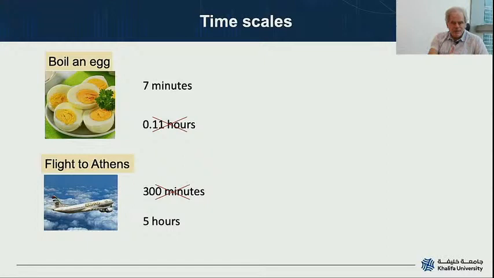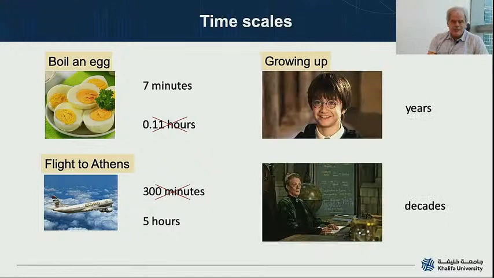In these two cases, the time scale is fixed. It always takes minutes to boil an egg. However, there are cases where the time scale can change with time. A very easy example is the growing up process: when we are young, the proper time scale is years; when we are old, the proper time scale is decades. I will use this notion to make predictions in the coronavirus spread.